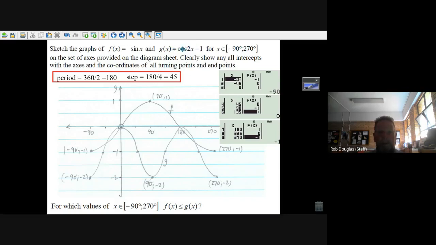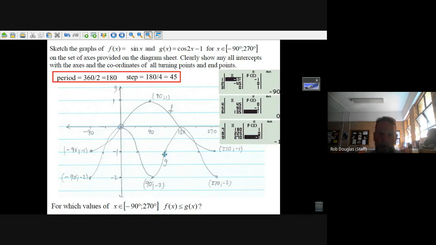Now, this cosine 2x here, when you have a number 2 in front of the x, what it does is it changes the period. The normal period is 360. Well, now the period is going to be 180. That means instead of going through 360 degrees in a wave, it's going to go through a complete wave in 180 degrees. And the step, instead of being something happening every 90 degrees, should be 45 degrees.